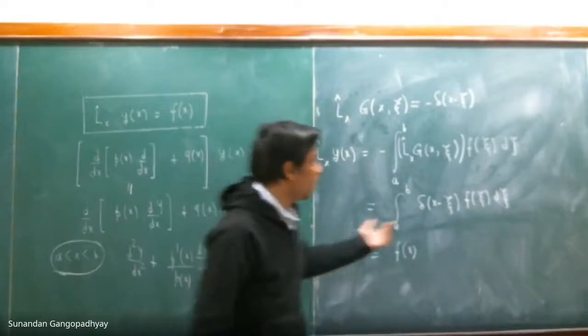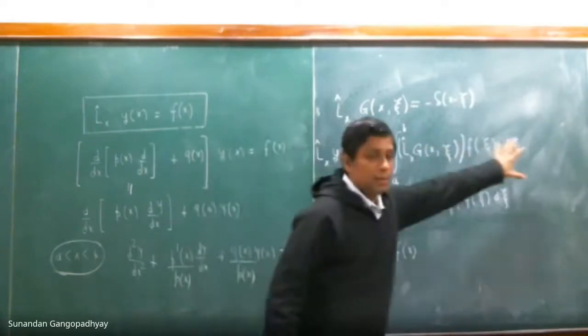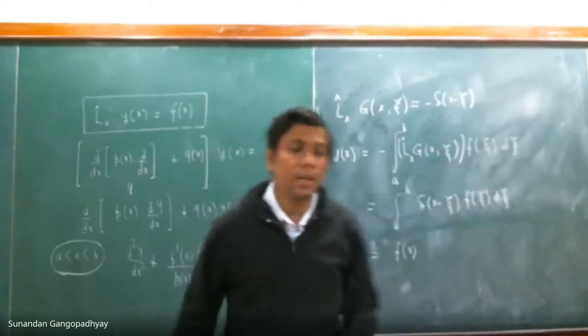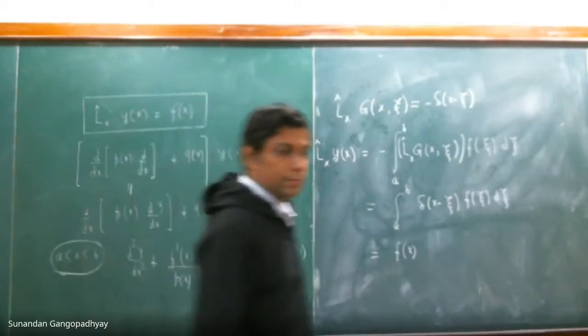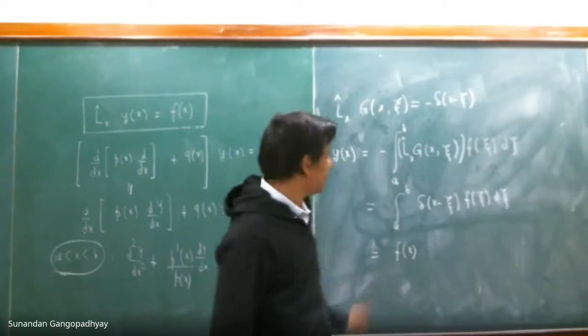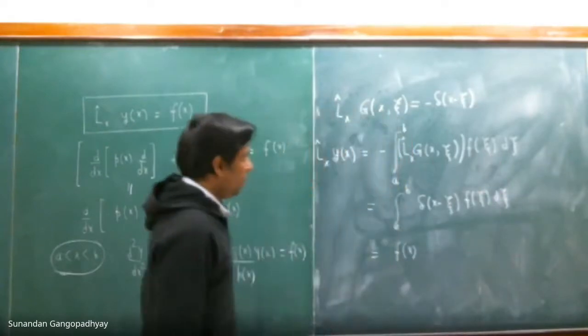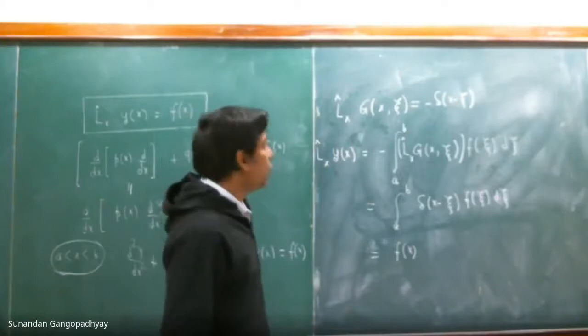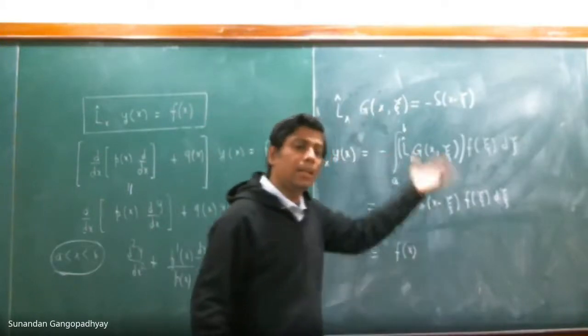So you see that y of x, the thing that I wrote down, is indeed a solution of this differential equation. We have checked it, provided the function g is a Green's function. So the solution will be given in this form. And how to find out the solution? You find out the form of the Green's function, put it inside the integral, integrate, and you will get the solution of the differential equation.